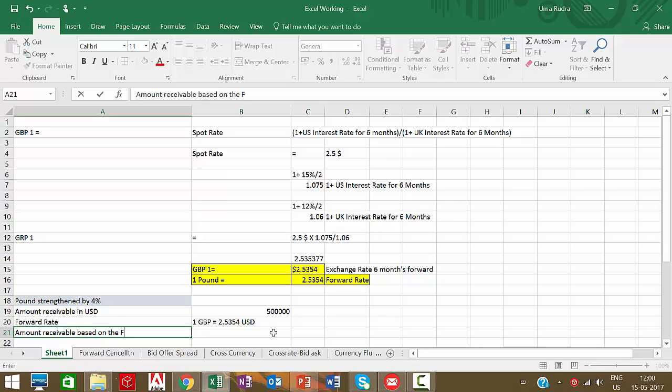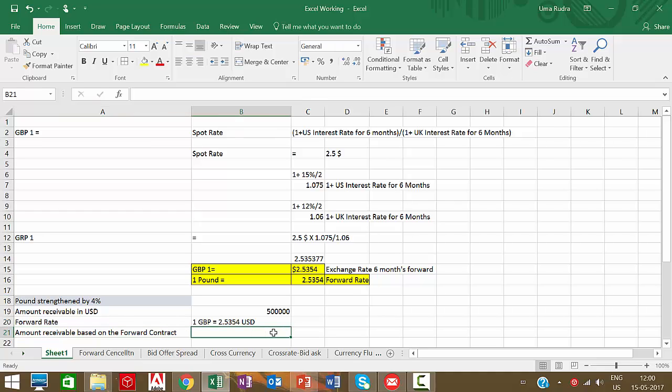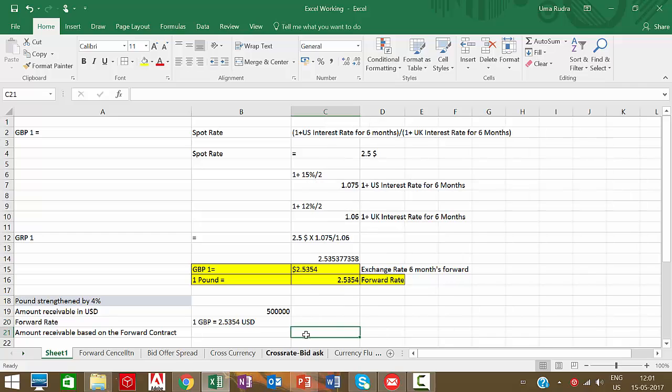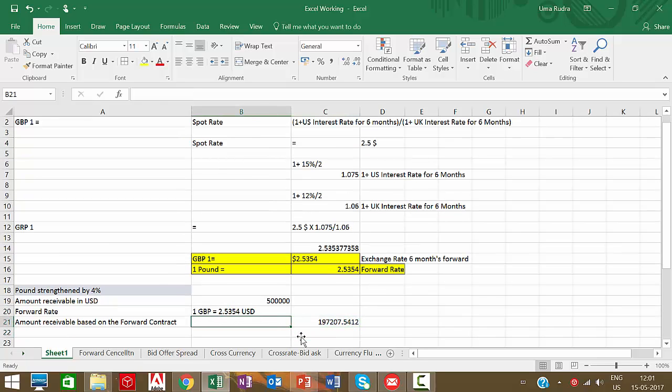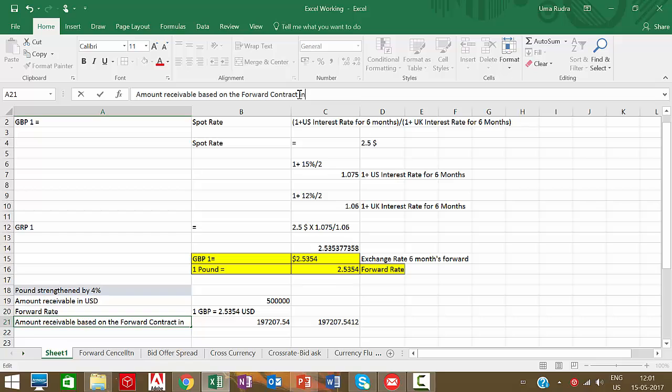Amount receivable based on the forward contract: because the exporter company is UK based, they have to convert the dollar into GBP. So how much amount of GBP? Let me calculate over here. 500,000 USD, and 1 GBP is equivalent to 2.5354 USD. So as per the forward contract, Purple Tree will receive 197,207.54 GBP. This much GBP amount is receivable on the forward contract.